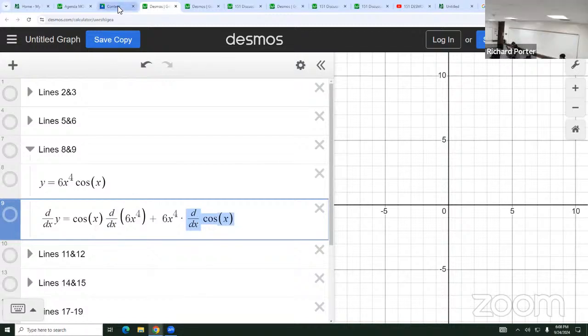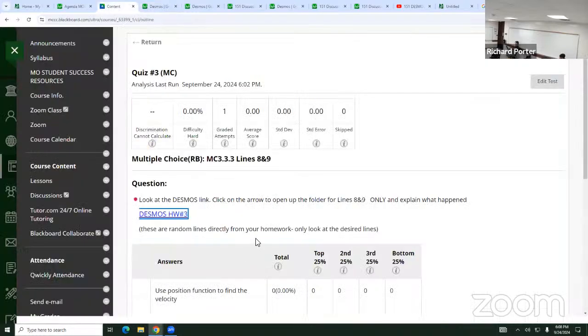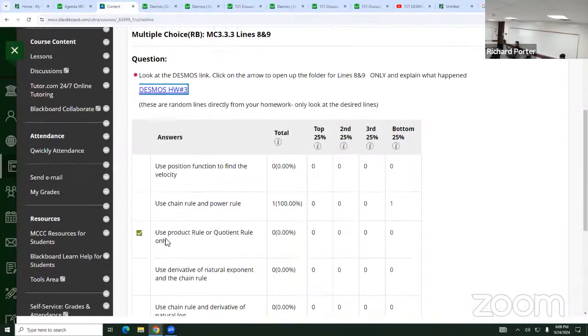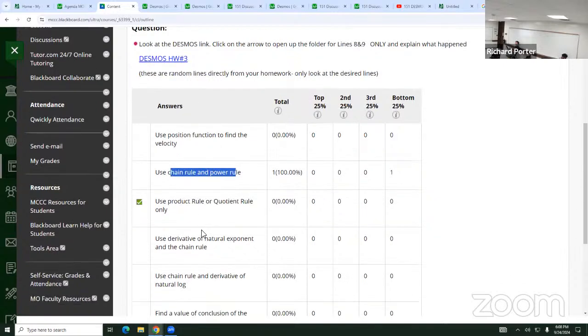Okay, so for this particular one, it's just the product rule. There is no chain or power rule being done. There would be a power rule coming up, but not at this point. It's just the product rule.